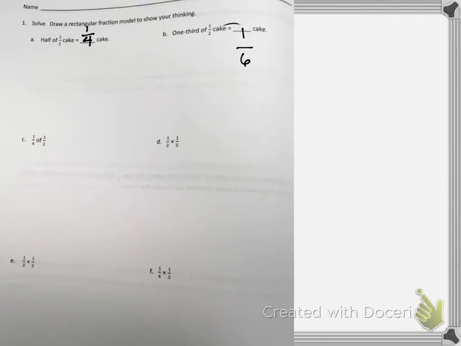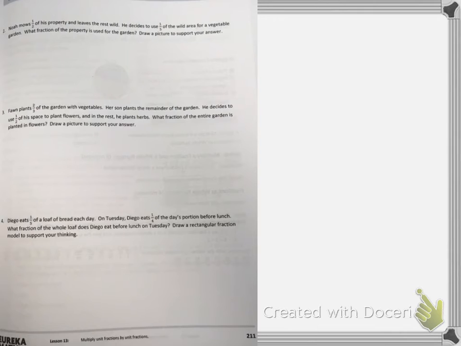I'm just going to give the answers for the final ones. I would like to see the rectangular fraction models for the rest. So we have 1/8, 1/10, 1/9, and 1/12. Now remember, in multiplication, the denominators do not have to be alike to multiply them. That's only in addition and subtraction. That's the only time you have to have common denominators. You can have unlike denominators with multiplication and division.